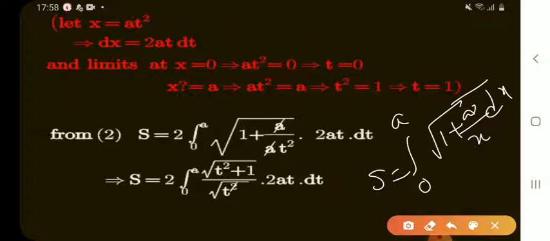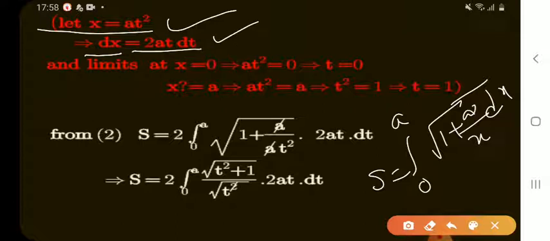Okay, now in 1 plus a by x, let x equals a t square. Here let x equals a t square, then differentiate. What is dx? 2at dt is the dx value. Okay, 2a is constant, a is constant. What is t square differentiation? 2t. So I write 2at dt. Let x equals a t square, that implies dx is 2at dt.